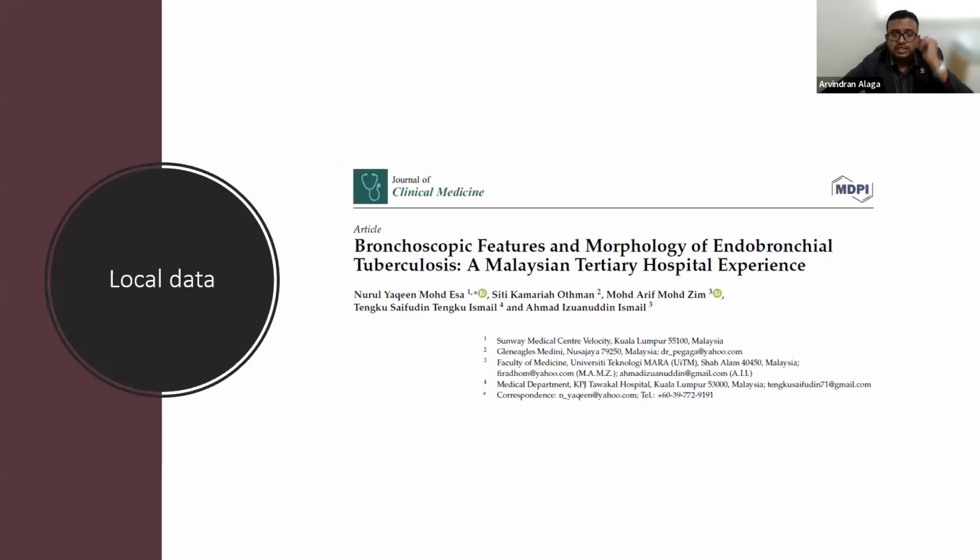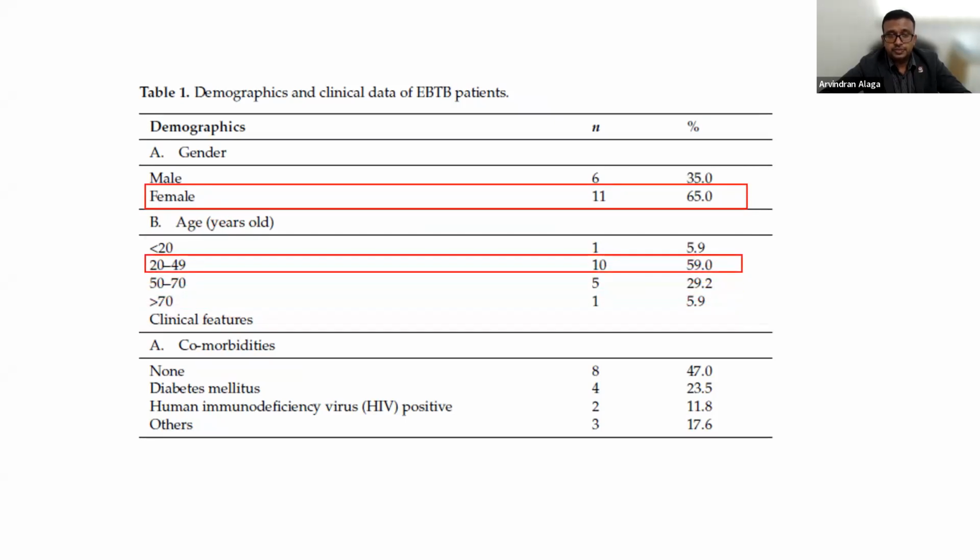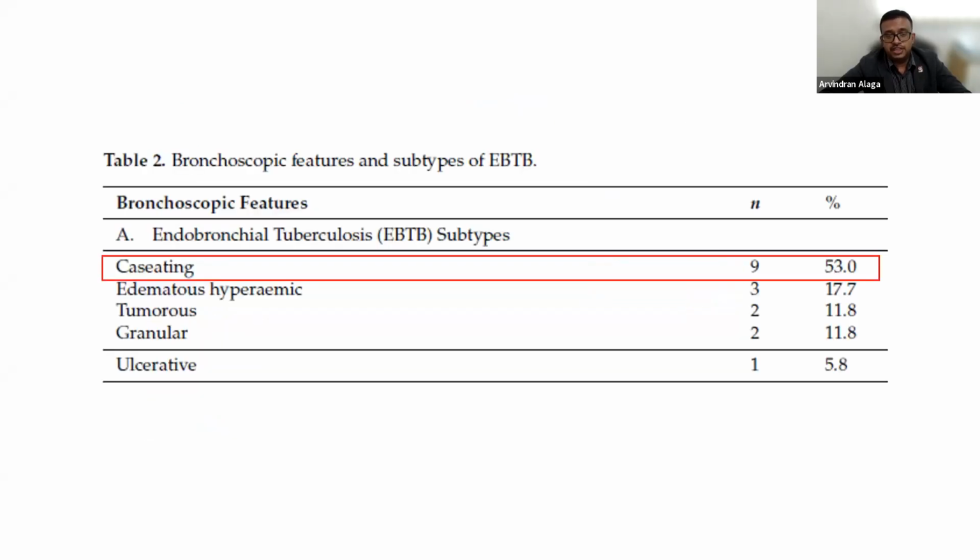So what about the local data? If you notice, this local data was published by UiTM: bronchoscopy features, morphology and endobronchial tuberculosis in the Malaysian tertiary hospital experience. If you notice, it correlates with the Korean data and other literature. Females are predominantly affected, in the middle age group, and the actively caseating endobronchial subtype is common in the Malaysian setting as well. So our data correlate with the international journals and findings as well.